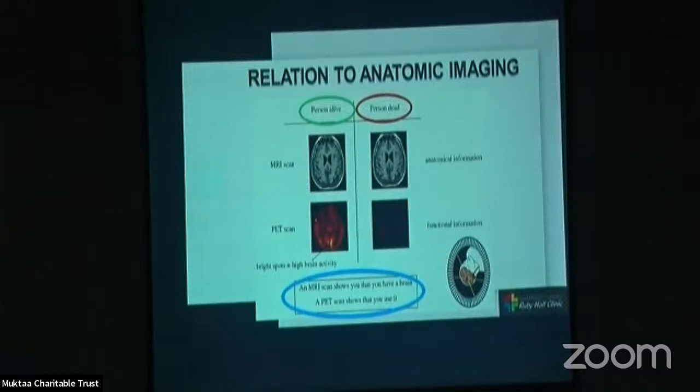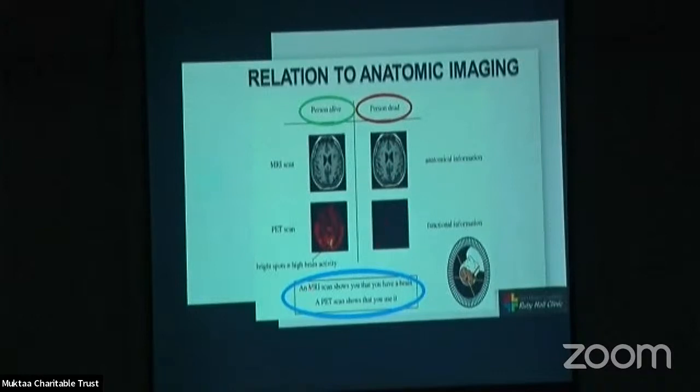No, sorry, this PET scan. This is where there is no uptake. So PET scan, alive patient, you will see uptake. Dead patient, you will not see uptake because the brain is not functioning. On the MRI, you will see it, but on the PET scan, you will not see it.